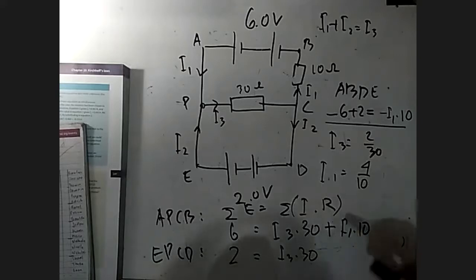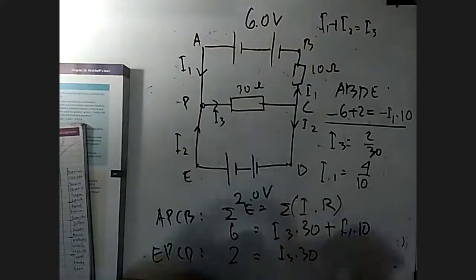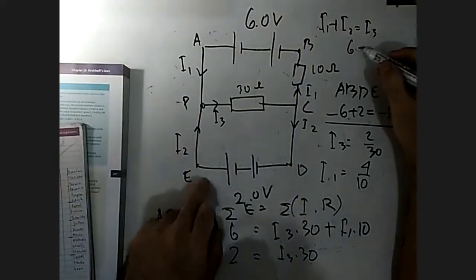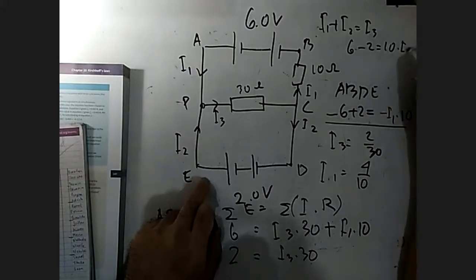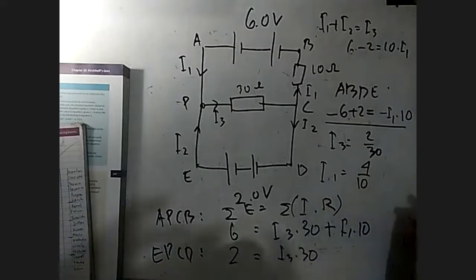Now, the only one we don't have yet is current number 2. Okay, and Eugene, why didn't we use negative 2? Why don't we make the direction of the current from EDBA? Because the one being asked is ABDE. It's the same. If you say EDBA, you're going to have the same here. That's going to say 6 minus 2 is 10 times I1. These two are equivalent. Doesn't really matter which one to use.